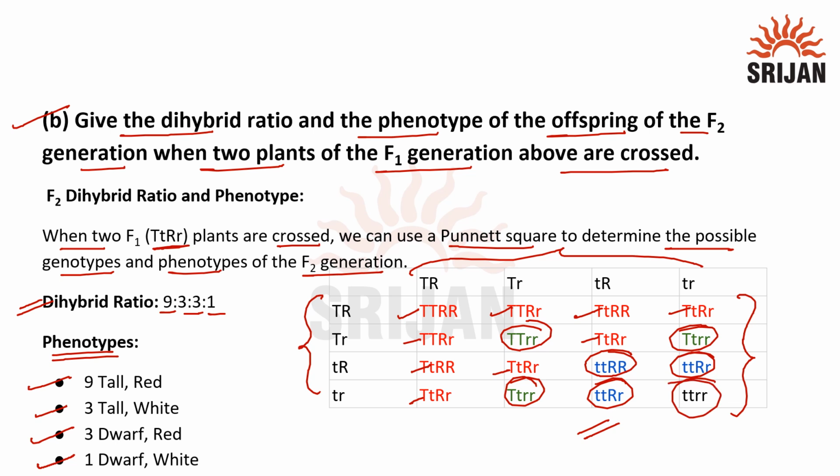So we can say that the dihybrid ratio is 9:3:3:1. I hope it is clear to you.